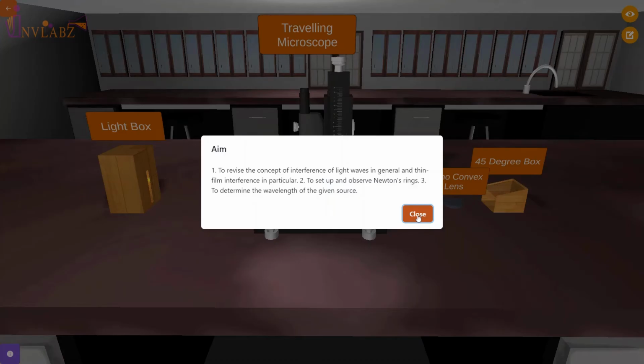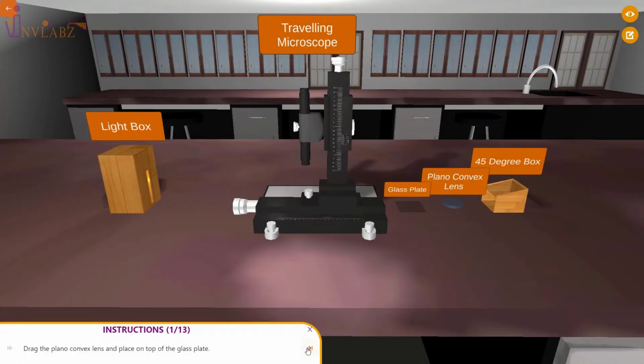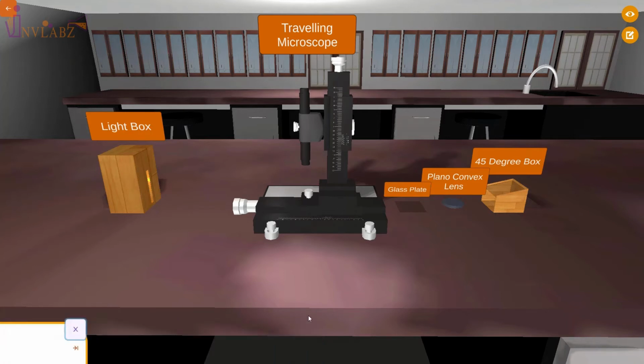The apparatus required is a sodium lamp with a window through which yellow light comes out, a flat glass plate, one plano-convex glass lens, a 45-degree box, and a traveling microscope.